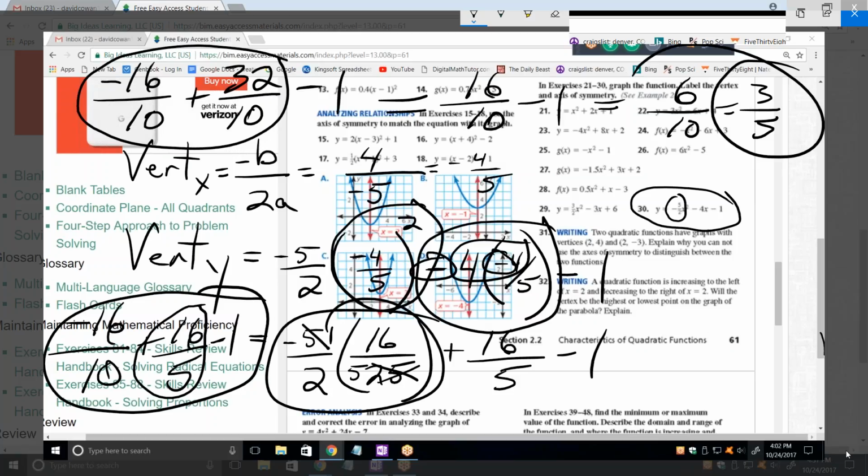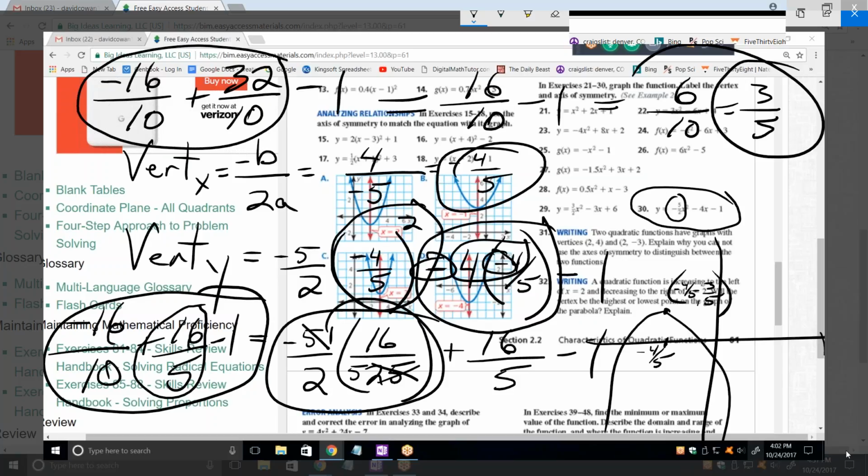Okay. So my vertex, if I graph it, is at minus 4/5. That's the x-coordinate. And positive 3/5. That's the y-coordinate. So it's minus 4/5, positive 3/5. Would it open up or down? Down. Yeah, so it opens like this.